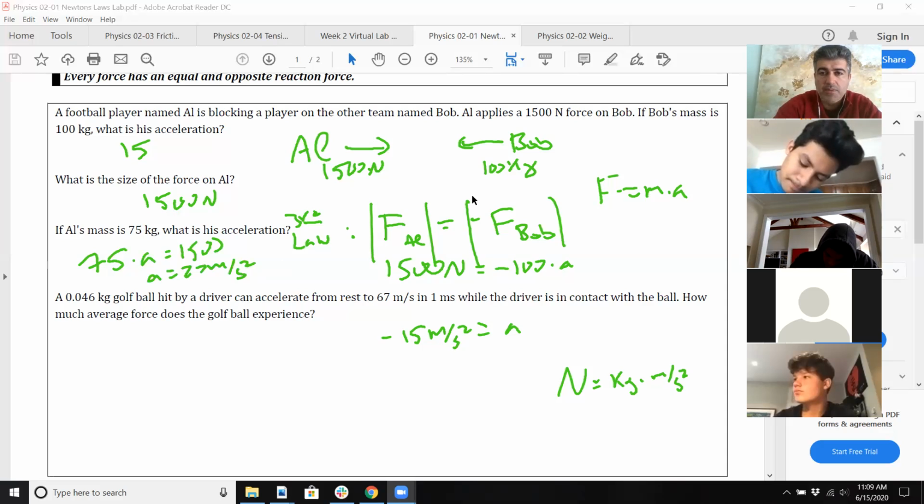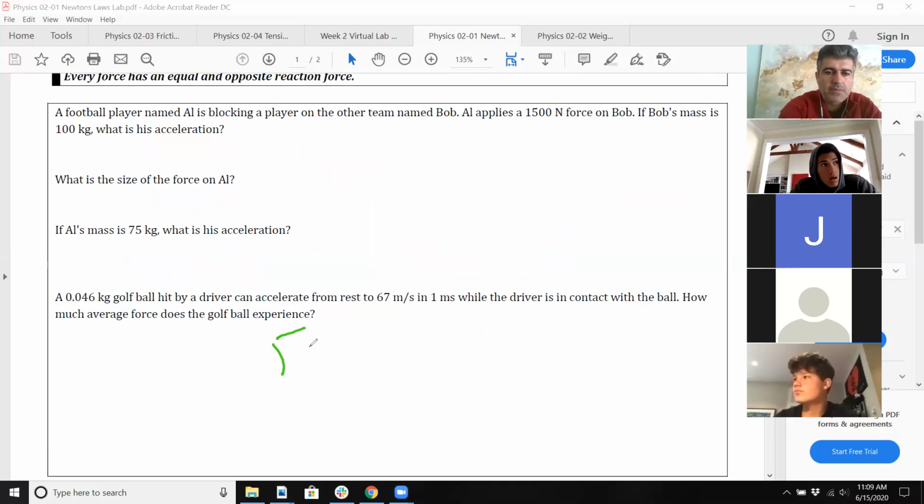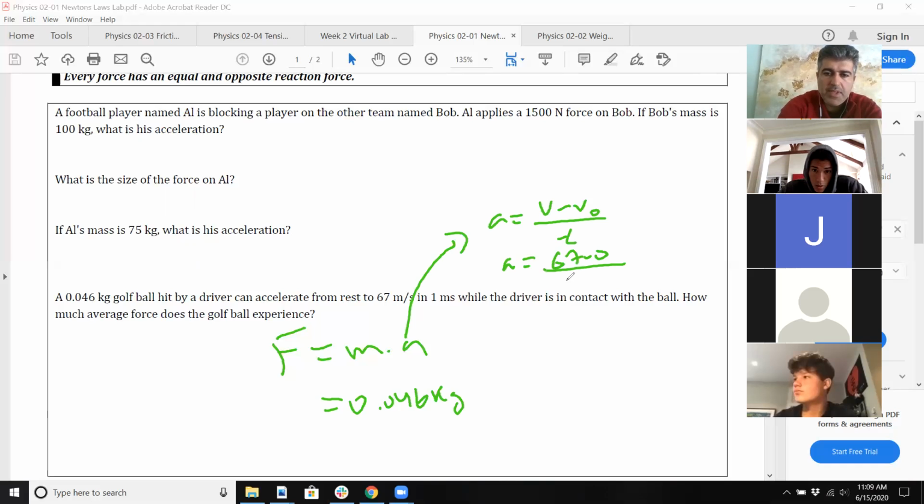Well, I need my acceleration first. So remember, force equals m times a. My mass is easy, 0.046 kilograms. And just like math class, physics builds upon itself. So remember how we found acceleration, right? There's a change in velocity over time. It started from rest and went to 67 meters per second, so 67 minus 0. And this in 1 millisecond, so you have to do 0.001 seconds.